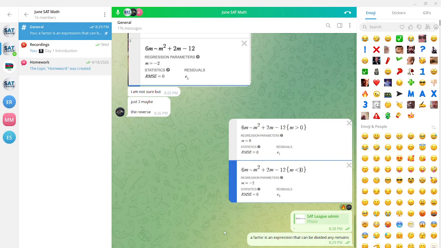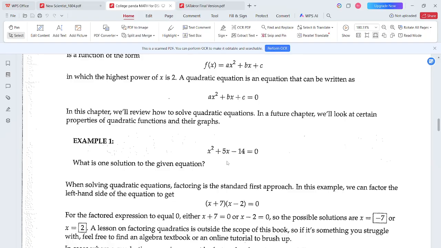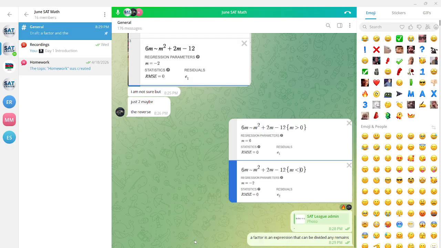Now, one important rule that you must know when working with these questions with this topic is that a factor and the expression, let's say an equation, and the equation's factor must have the same x-intercepts.